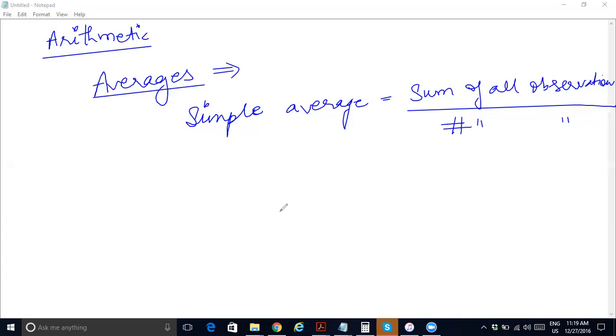Right? Yeah. So this is the simple average. Simple average is also known as arithmetic mean. Now, what do you understand by weighted average?